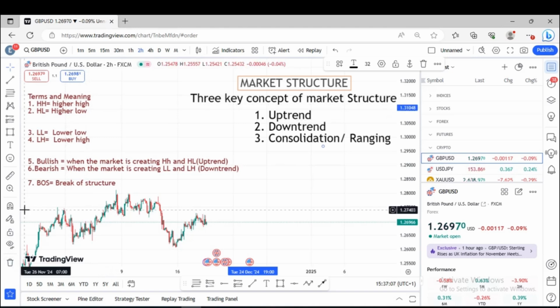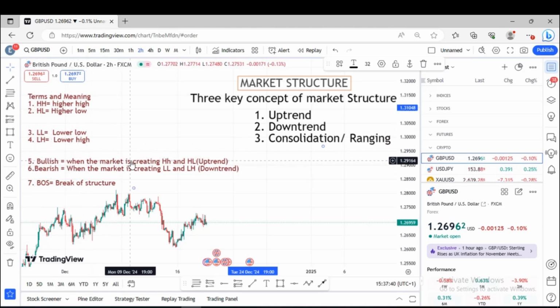Number three of the terms is LL, which means lower low. Then number four is LH, which means lower high. This lower low and lower high is talking about when the market is moving in a bearish movement, that is, in a downtrend.